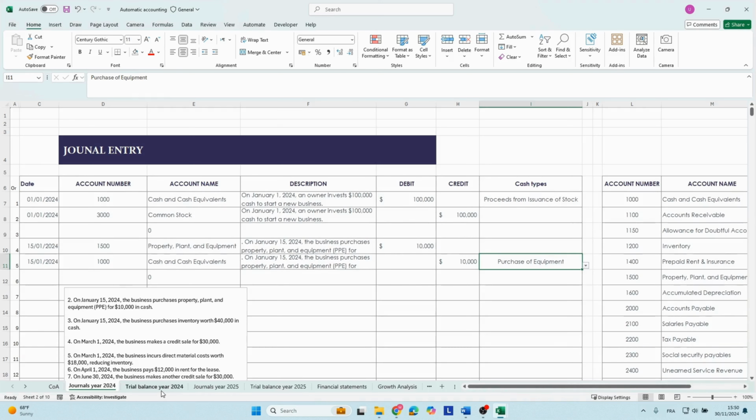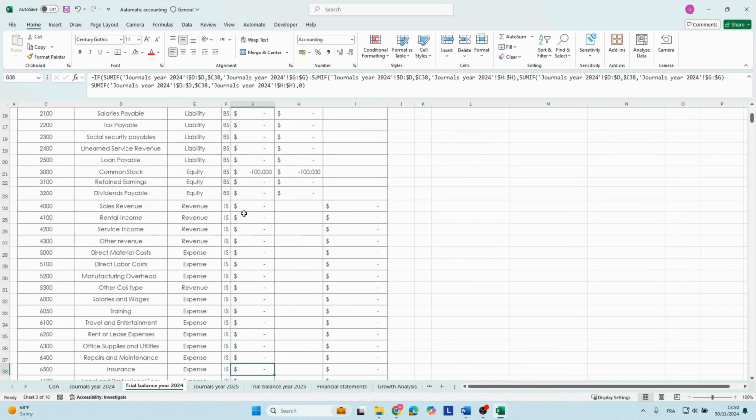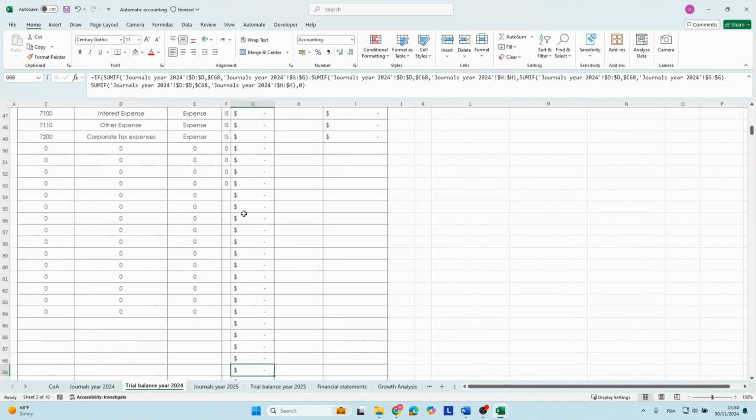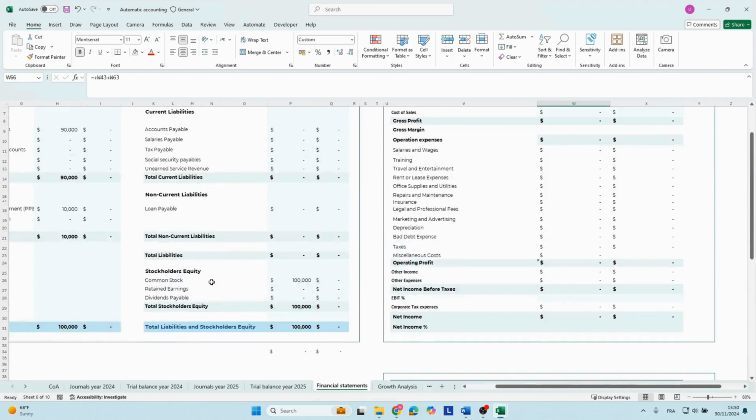Trial balance to check if we can see that our cash and cash equivalents decreased by 10,000. We received 100,000 from the shareholder. Then we paid 10,000 for property and equipment. Our fixed assets increased by 10,000. Our common stock remained the same for the period. Now let's go to the financial statements.